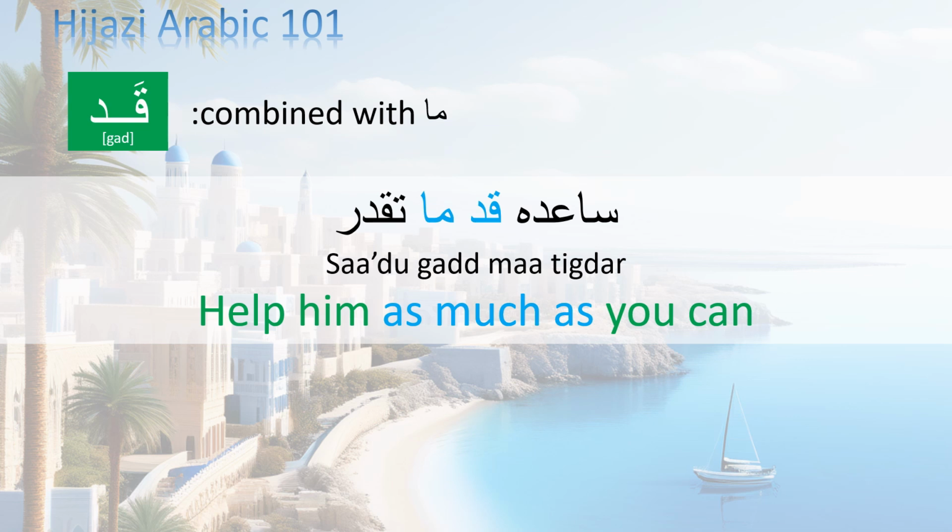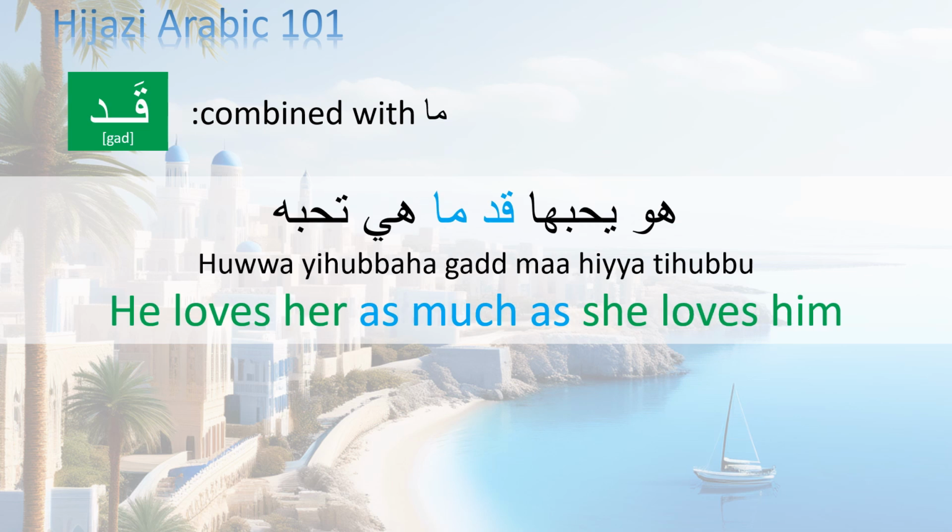تقدر is you can. هو يحبها قد ما هي تحبه. He loves her as much as she loves him. هو يحبها is he loves her, قد ما as much as, هي تحبه. So هي تحبه is she loves him. هي تحب she loves and the O part is him. هي تحبه she loves him.